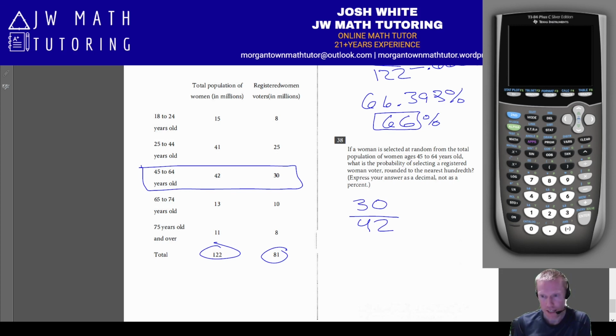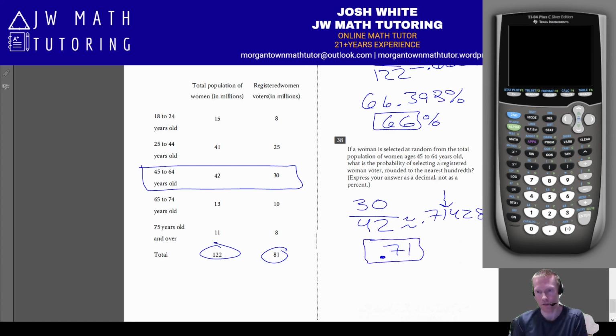If you divide that out, it comes out to 0.71428. They want it rounded to the nearest hundredth. So you have to round this. Basically, you have to round the 1, and the 1 is going to stay a 1 because the 4 to the right of it. So the final answer you have to put for this one is 0.71. You cannot put 3 decimal places or anything. It's just 0.71, and that's it.